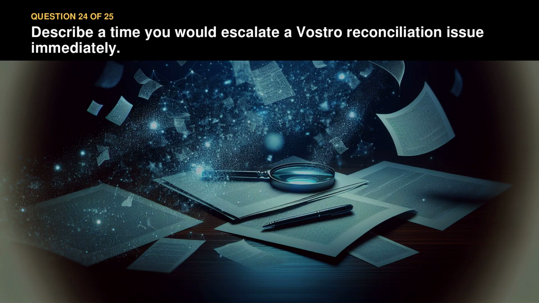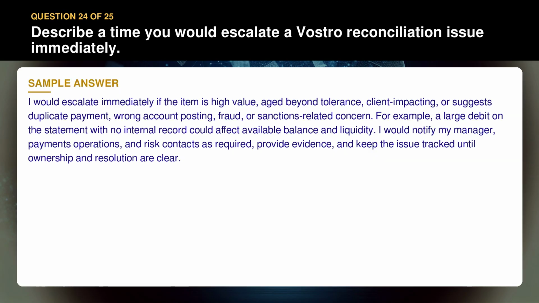Question 24. Describe a time you would escalate a Vostro reconciliation issue immediately. I would escalate immediately if the item is high value, aged beyond tolerance, client impacting, or suggests duplicate payment, wrong account posting, fraud, or sanctions-related concern. For example, a large debit on the statement with no internal record could affect available balance and liquidity. I would notify my manager, payments operations, and risk contacts as required, provide evidence, and keep the issue tracked until ownership and resolution are clear.